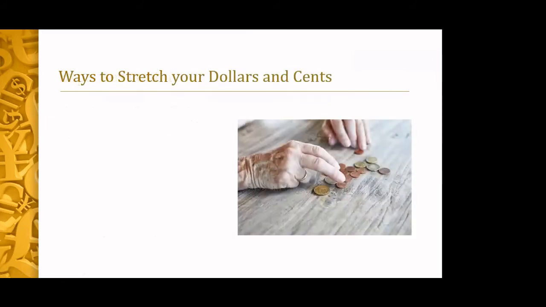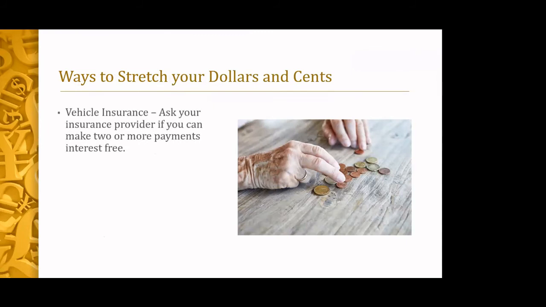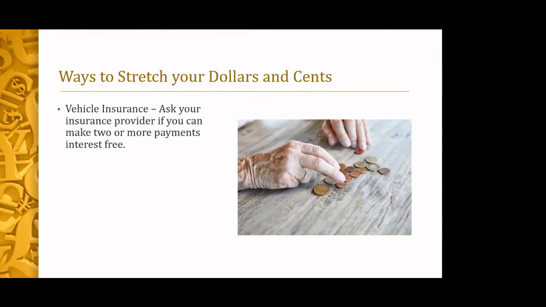Let's look at more ways to stretch our dollars and cents. For instance, vehicle insurance. Ask your insurance provider if you can make 2 or more payments interest-free. I know with my vehicle insurance provider, I have the option of making 3 payments that are interest-free. Sometimes, especially with this pandemic that we are in, it is difficult to pay $800 or $500 at one time. So find out from your service provider, hey, things are a little tight this month. Is it possible for me to pay in more than one payment? If so, I would say take advantage of that and you'll be able to use your funds for any other priorities at that time.